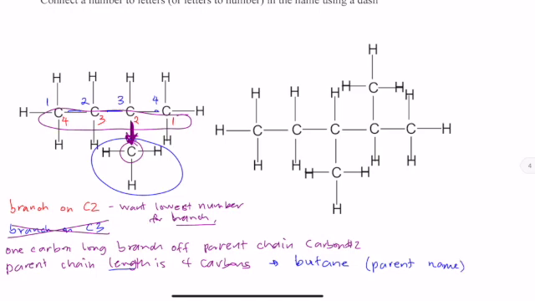And then the 1 carbon branch off the parent chain, this 1 carbon length is going to be the prefix meth. Meth means 1 carbon. And the branch has a name ending, not ANE, but YL. So this YL signifies the name ending for a branch.